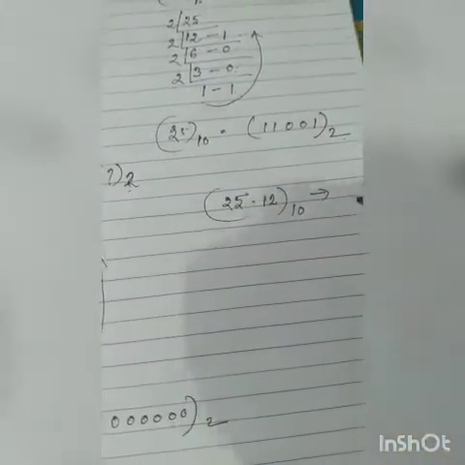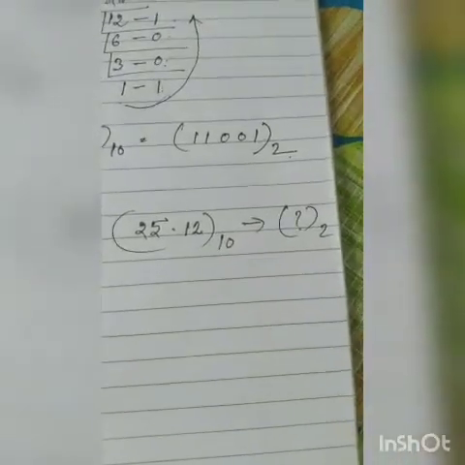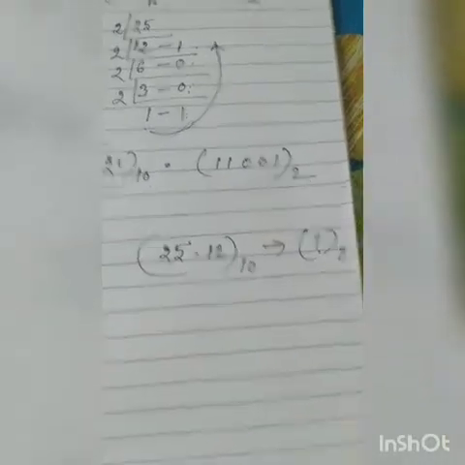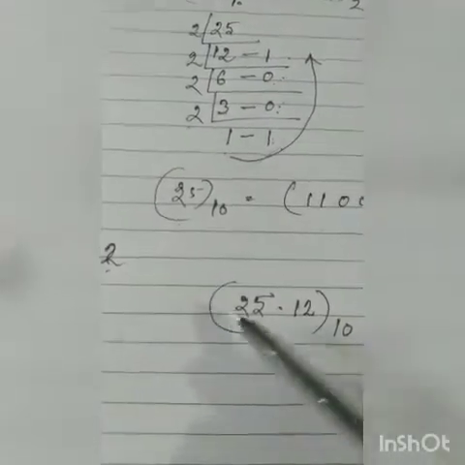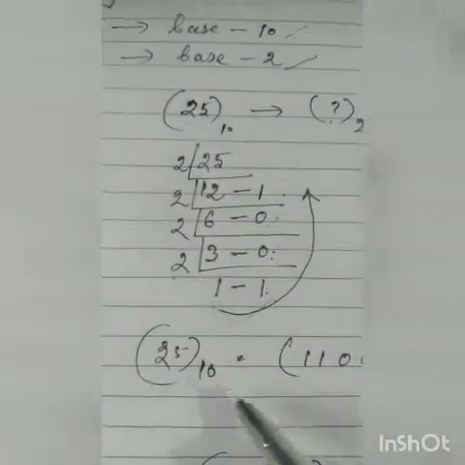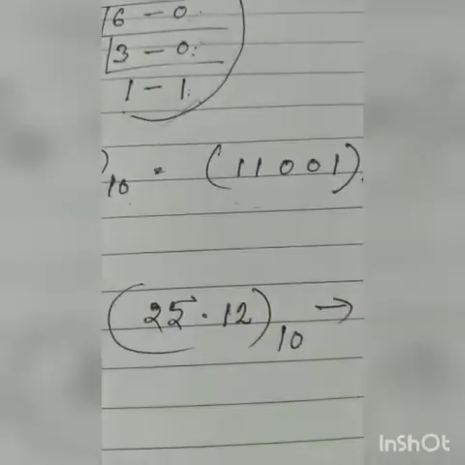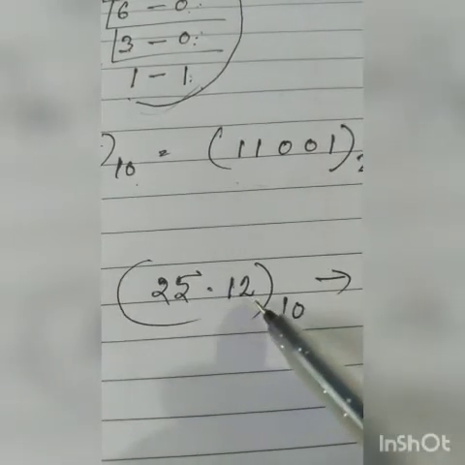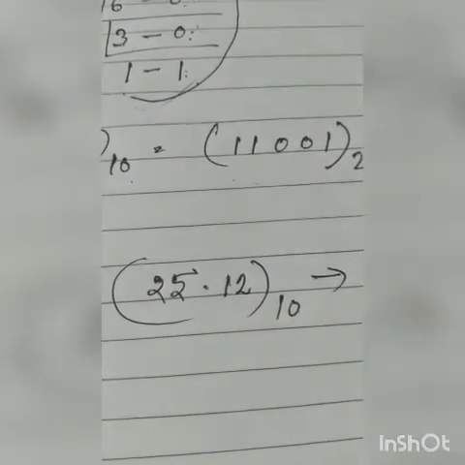Convert this decimal number into binary. 25.12 is given. So what will you do? First you will find the conversion of 25. I have already done 25 here, and you got this answer. So first you find 25, then the decimal part, 0.12. How do we convert this into binary?